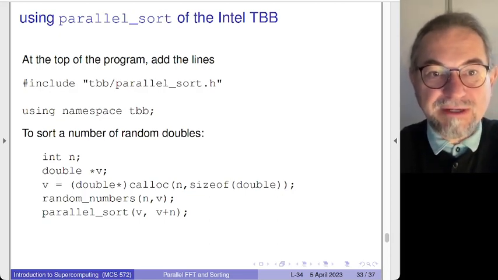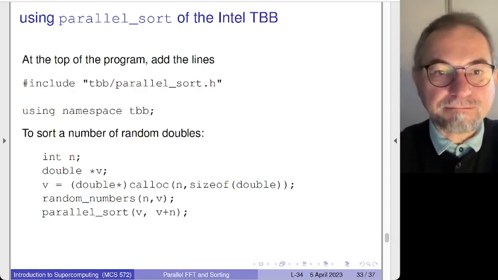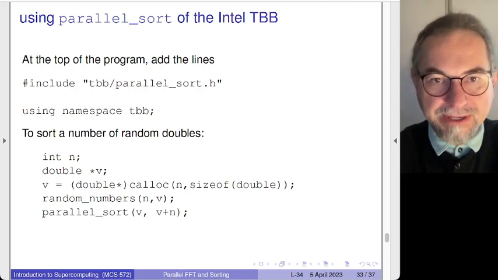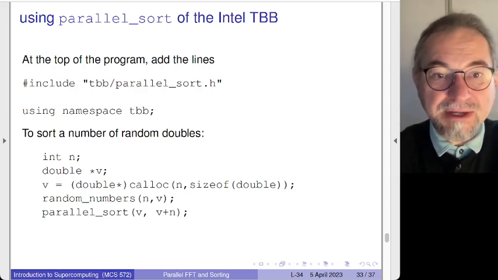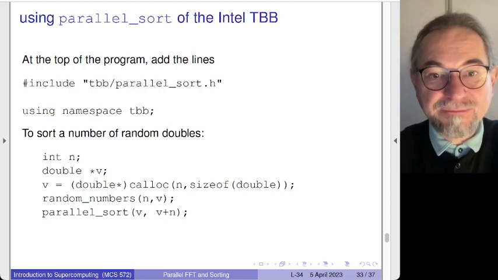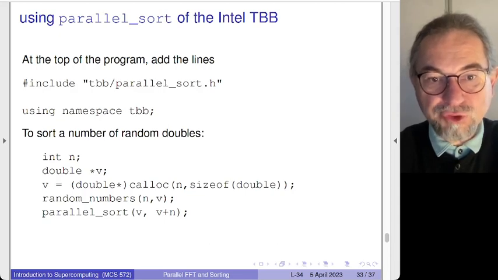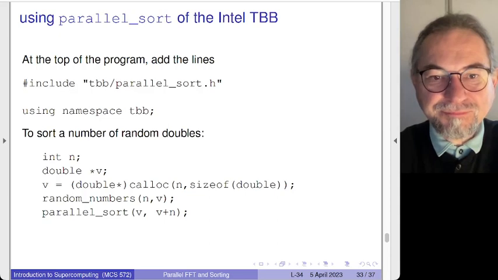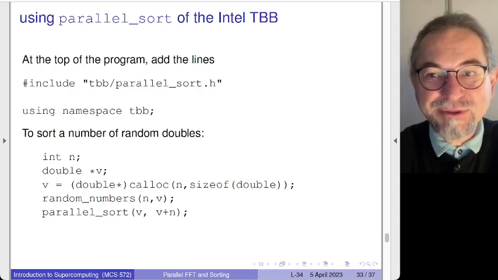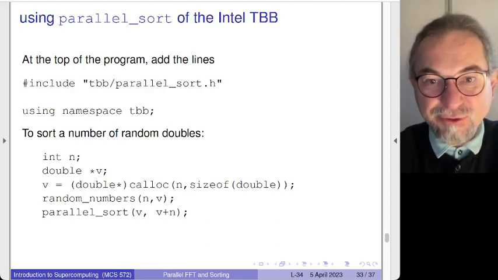So we have the using namespace tbb. We include the proper header file, the parallel sort, allocate for numbers, parallel numbers, and then we call the parallel sort. This is C syntax. So the first argument is the start of the array, and then we do the pointer arithmetic. v plus n gives the end of the array.